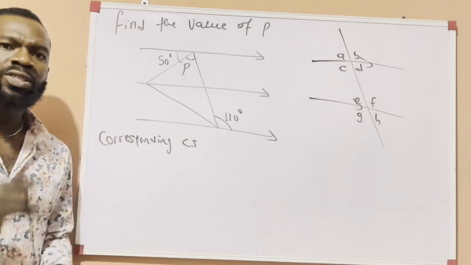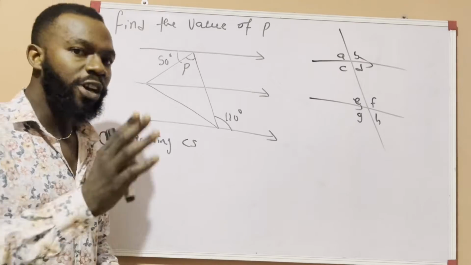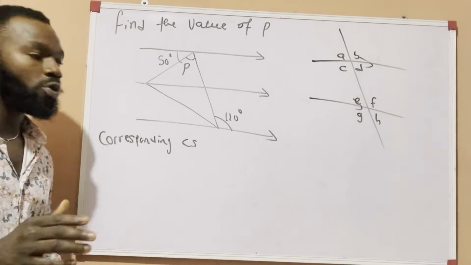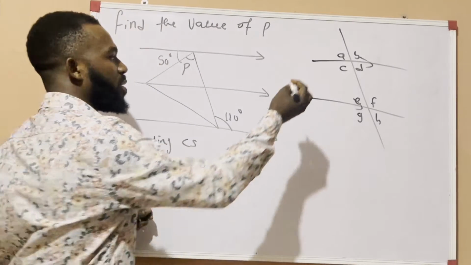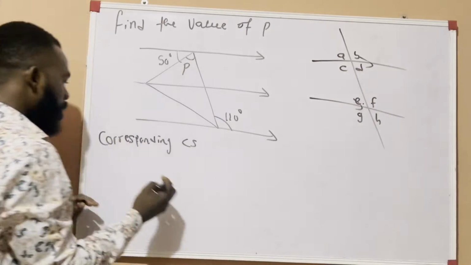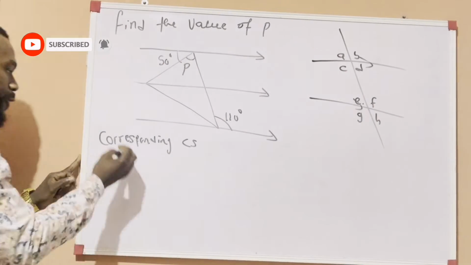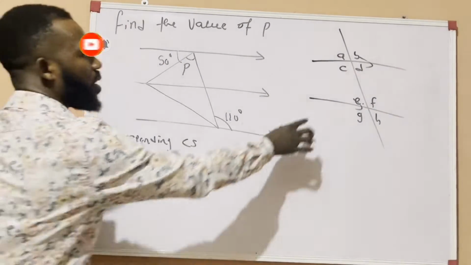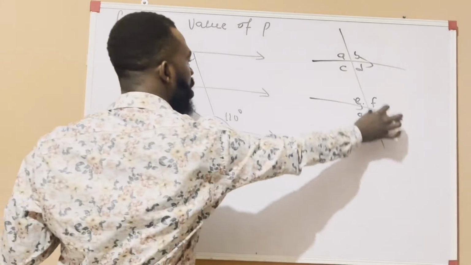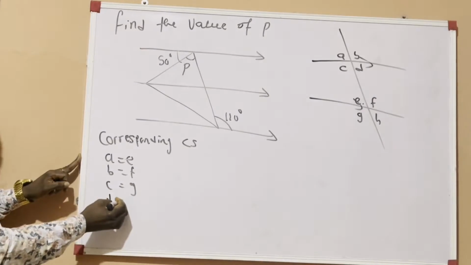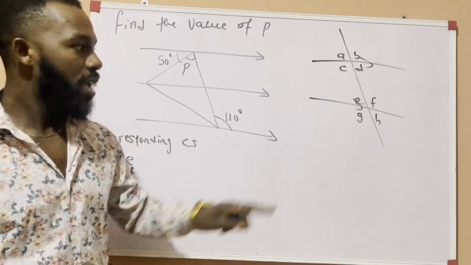Corresponding what? Angles. Corresponding angles are equal to each other. Now, how do you know corresponding angles here? Look at our corresponding angles here. A is equal to E. B is equal to F. C is equal to G. And D is equal to H. Class, these are our corresponding angles that are formed here.